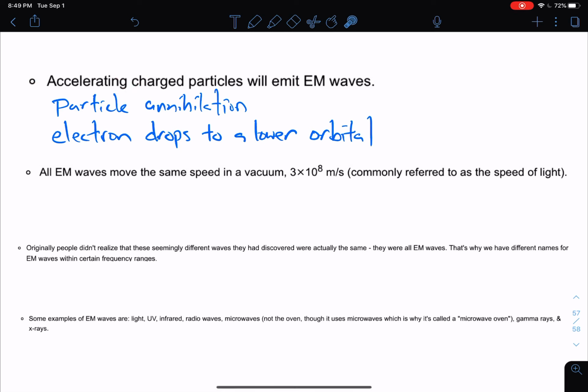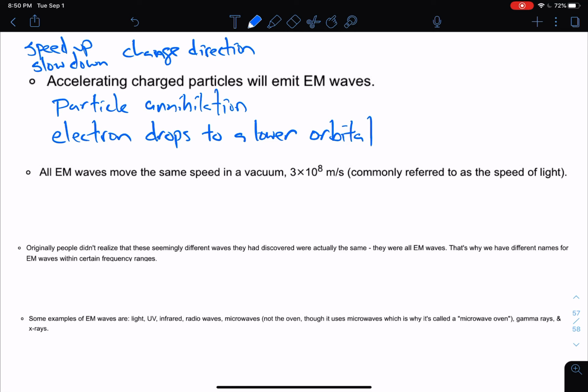Remember, there are 3 ways to accelerate, essentially. Speed up, slow down, and of course, change direction. So those are the 3 ways to accelerate. So if you have a charged particle that's doing any one of those 3 things, an EM wave is going to be emitted. So this has some important ramifications that I want to discuss right now.